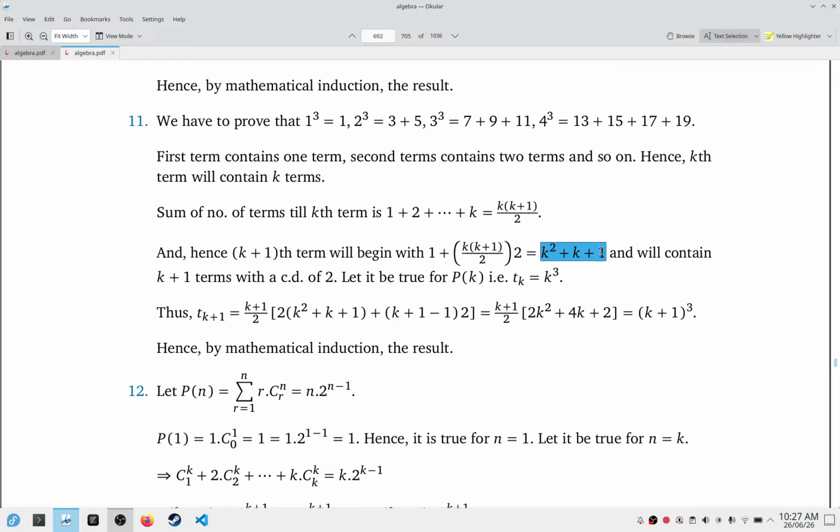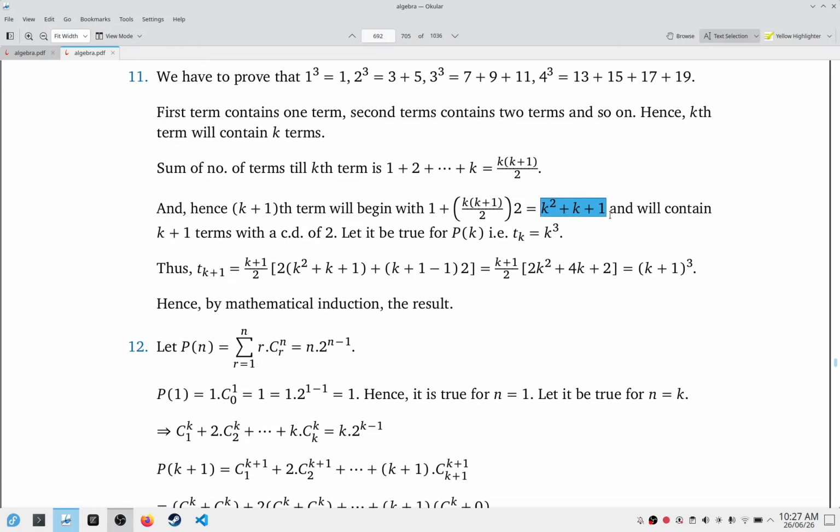So here we solve this: the k plus 1 term will begin with k square plus k plus 1 and will contain k plus 1 terms, and the common difference will be 2. You see this common difference is 2 here, okay? And there will be k plus 1 terms. This should be true for tk, that is tk is equal to k cube. So tk plus 1 on the right hand side will become k plus 1 by 2 into 2 times k square plus k plus 1, because that is the first term on the right hand side, plus k plus 1 minus k into 2. So we solve that, we get k plus 1 cube.